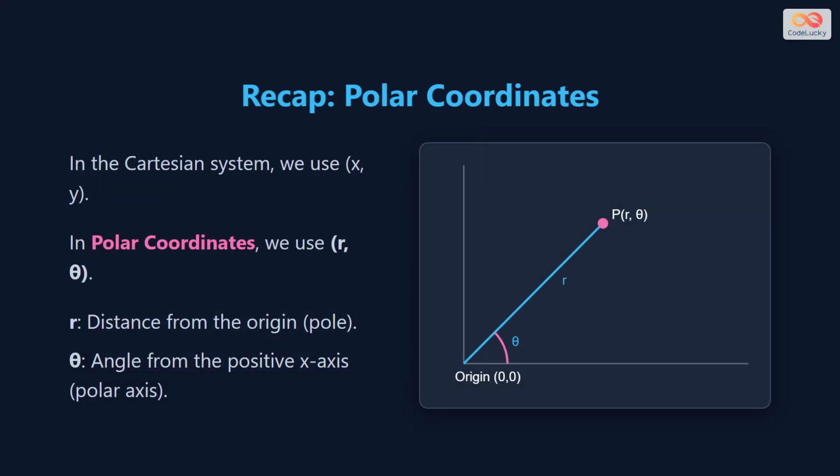Let's start with a quick refresher. Unlike the Cartesian system, which uses x and y, the polar system defines a point's location using a radius, r, and an angle, theta. The radius is the straight line distance from the origin, and theta is the angle measured from the positive x-axis.